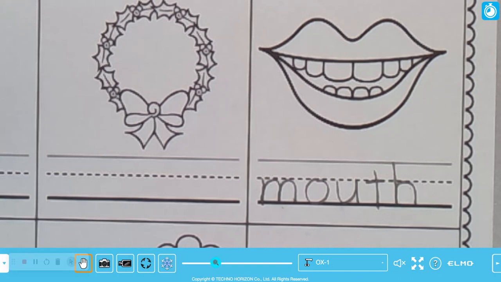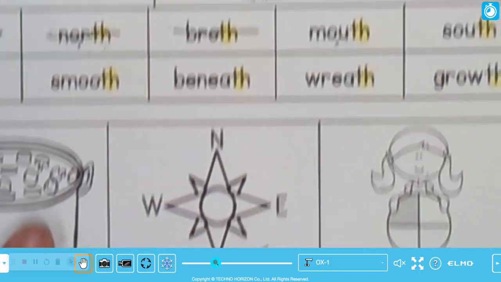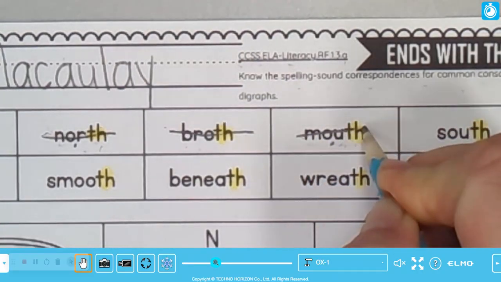Okay, hopefully you finished writing down mouth. If you did not and you need more time to write it down, just pause the video right now so you can continue writing down mouth. If you don't pause, we're moving on. Okay, so let's cross out the word mouth.